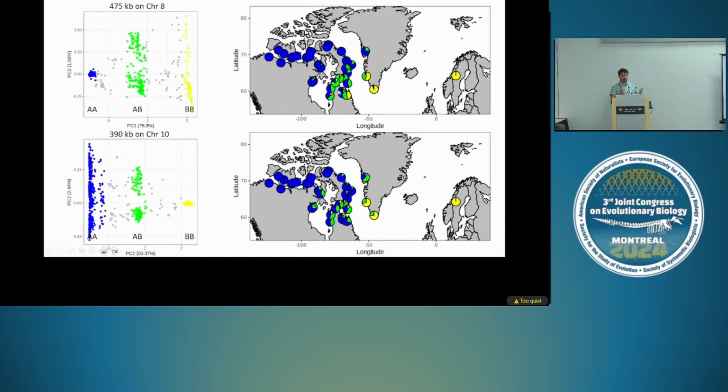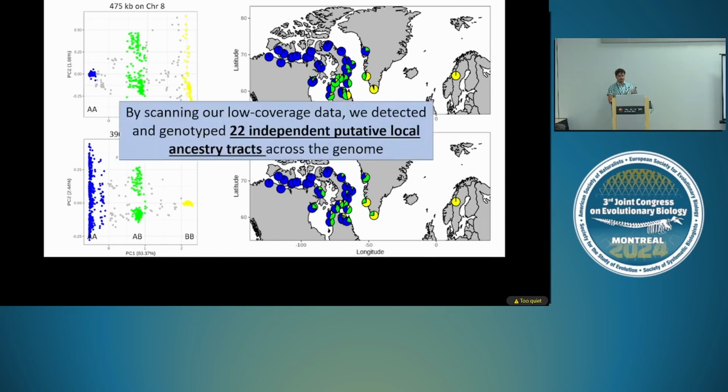We find a bunch of other ones that are all independent, but all share the same geographic distribution in allele frequency. We think that by scanning our genome, we found up to 22 independent putative local ancestry tracks that are fairly big in this case.